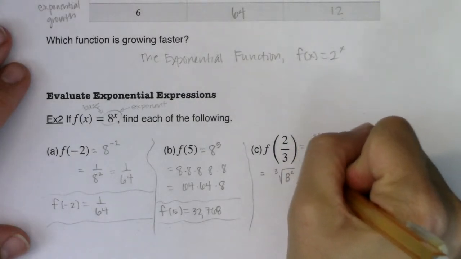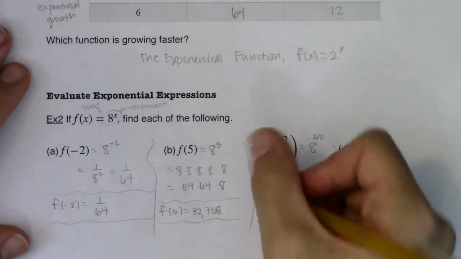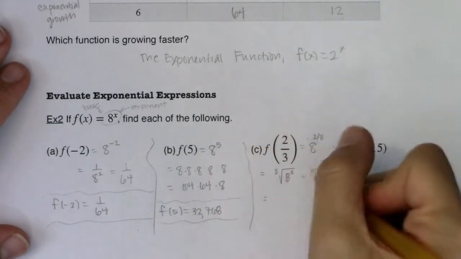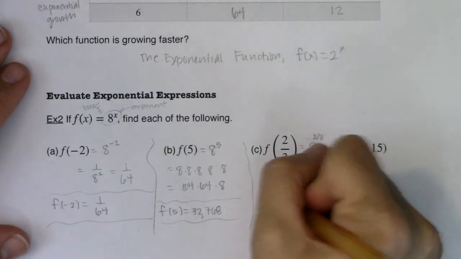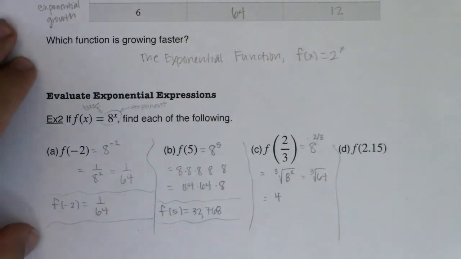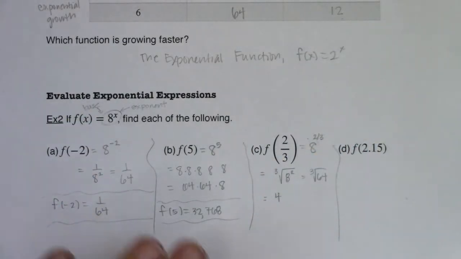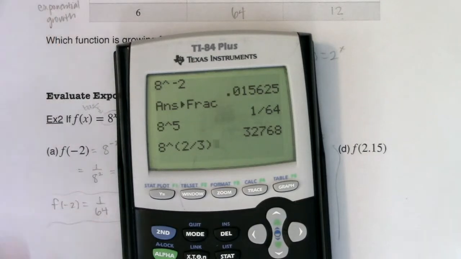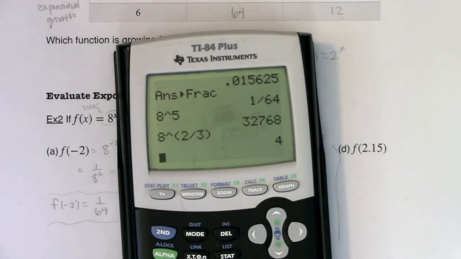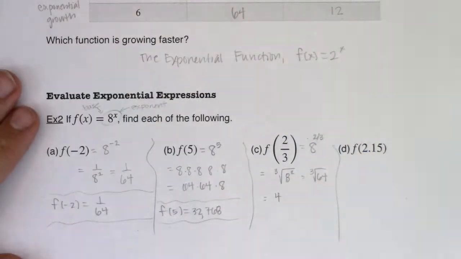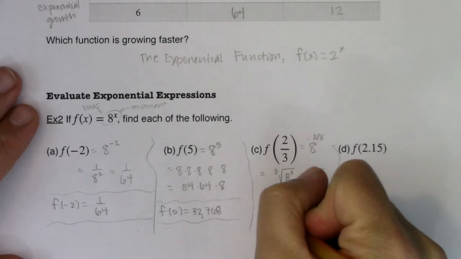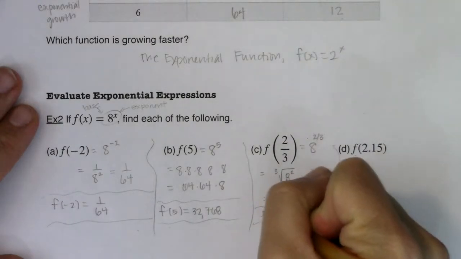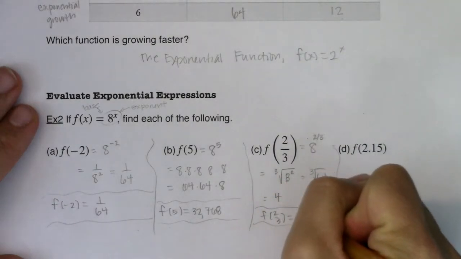This is now the cube root of 64, and if you remember, the cube root of 64 is 4. That's what I meant to say. So my answer is just 4. And I could have plugged that into my calculator. I could have done 8 to the 2/3, as long as you put that fraction, that rational exponent, in parentheses, we would get 8 to the 2/3 being 4, all right? So here I'm saying, let me put this in here, we know f of 2/3 is equal to 4.